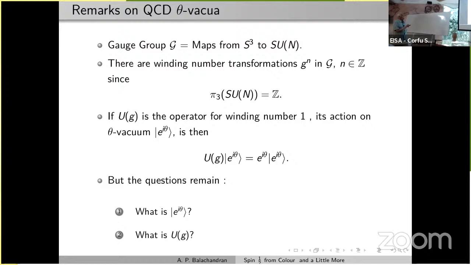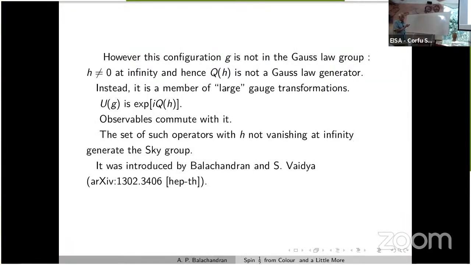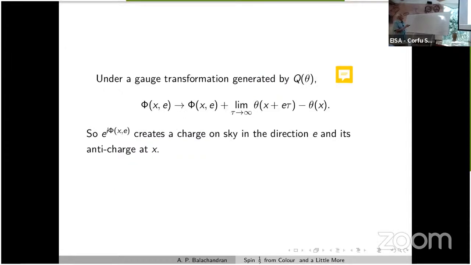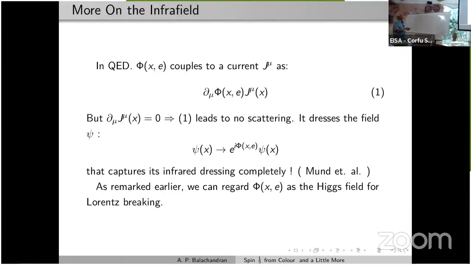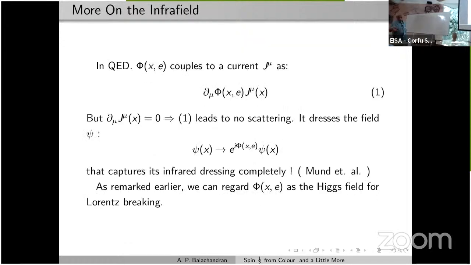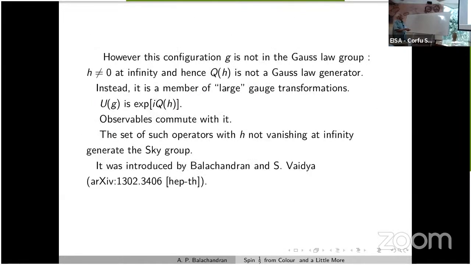And if U_G is an operator, which for winding number one, okay, what happened? How do I go back? No. I want to go back to the beginning. How do I do it? I touched something, it went away. You can only go forward. It's forward and back. There's two arrows. You see? I see. Now you go back. Okay.